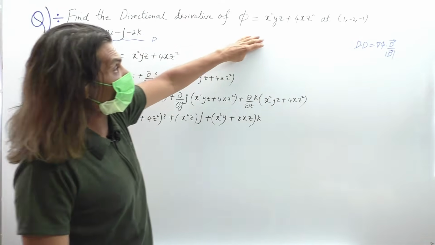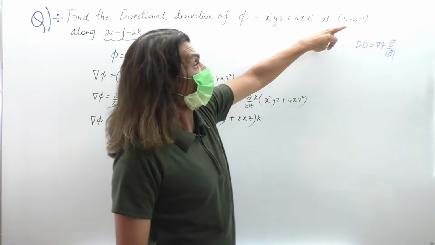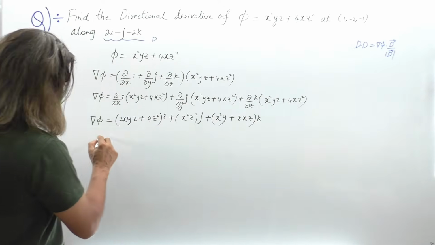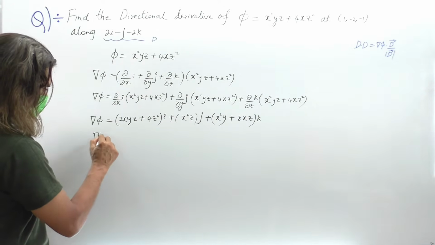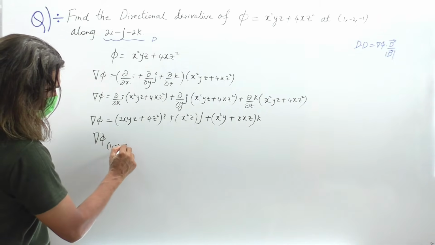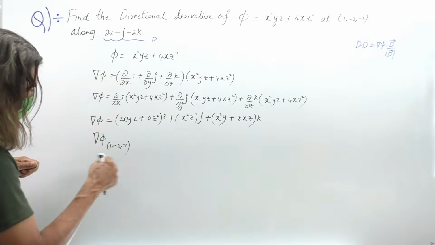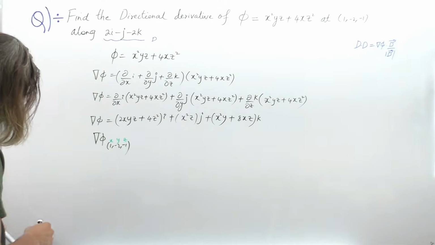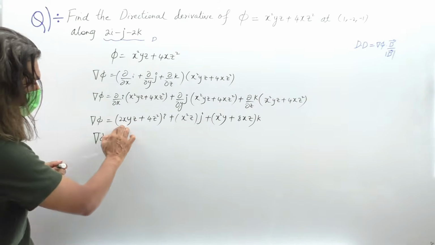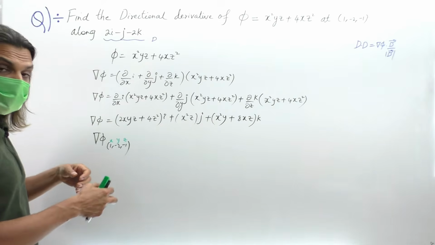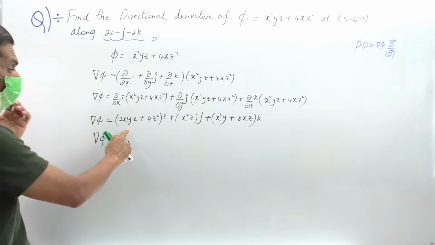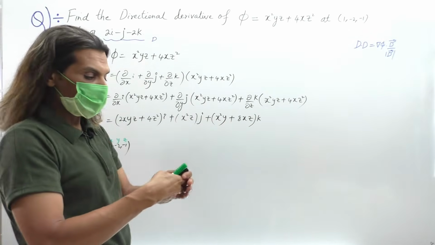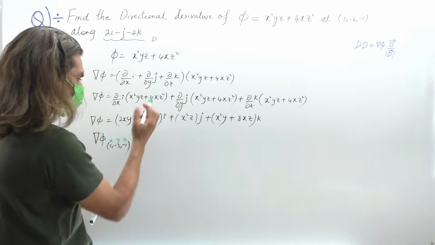So we have found del phi. Now the next thing is del phi at (1, -2, -1). So del phi at (1, -2, -1) means x is 1, y is minus 2 and z is minus 1. That means in this, if we want to find del phi, we need to substitute x is 1, y is minus 2 and z is minus 1. So I'll put here and see what happens.